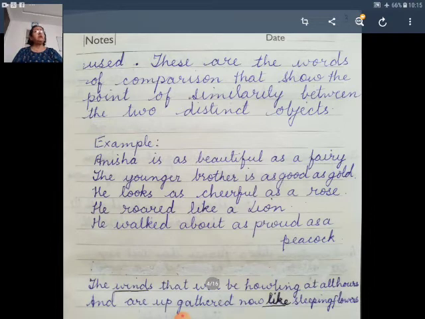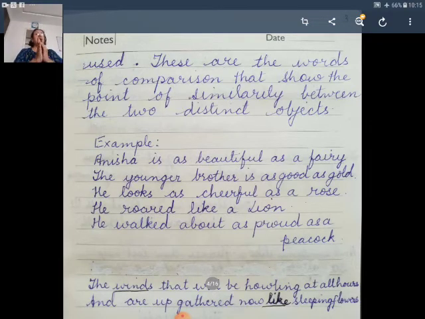He walked about as proud as a peacock. So here is this man, and the comparison is with a peacock. Both are different things, a man and a bird. What is the point of comparison between them? It is pride. He is walking as a peacock walks. The common thing is walking. He walked about as proud as a peacock.